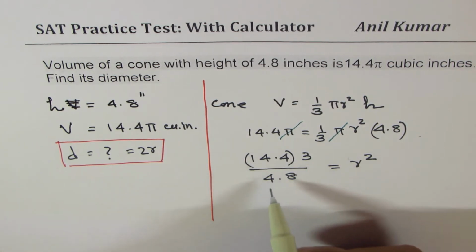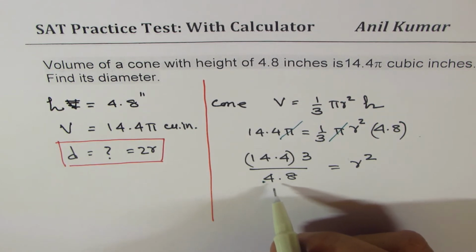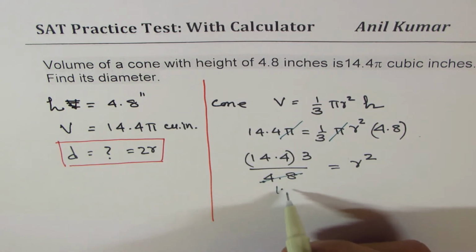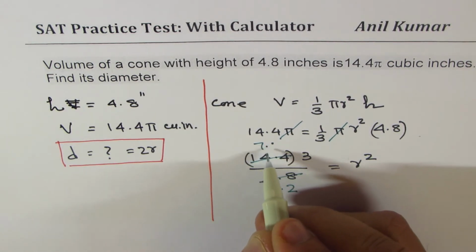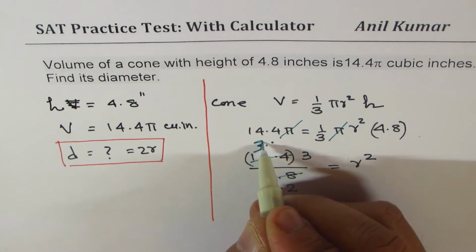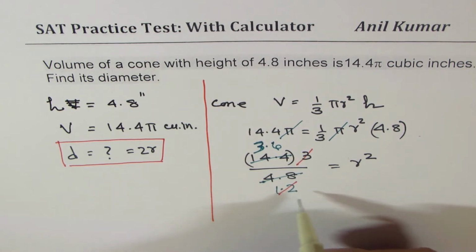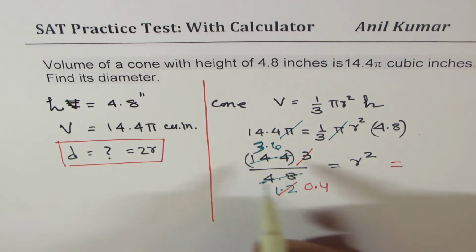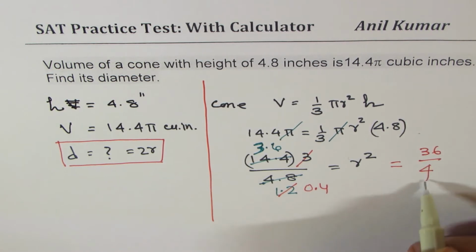Now 4.8, 14.4, let us simplify. We can divide both by 4, right? Last two numbers can be divided. 4 will be better. 4.8 divided by 4, we get 1.2 here. And 14.4 divided by 4 we get 3.6. Correct? And now we can cancel these 3's and we get 0.4 here, right? So we can write r square as equal to 3.6 divided by 0.4. You could do 36 over 4. Do you see that part?